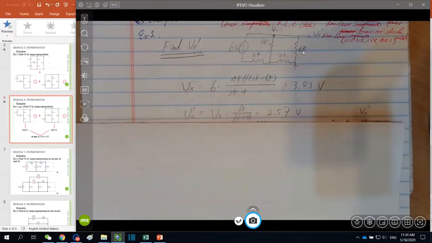So the voltage across the 6 kilo ohm is nothing but our V0 prime. So it is equal to the total Vx times the ratio. In the numerator is 6 kilo ohm, the denominator is 6 kilo ohm plus the series connected other 2 kilo ohm. So this V0 prime is equal to 2.57 volts.